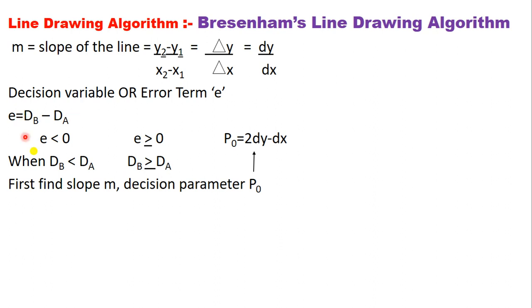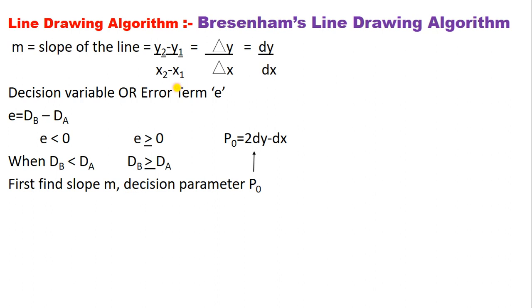But before we go to this, first we have to find out the slope and the decision parameter, that is p0. What is the p0 formula? 2 dy minus dx. Okay, just now I told the slope formula, that is this one.